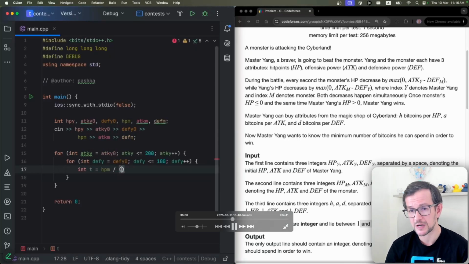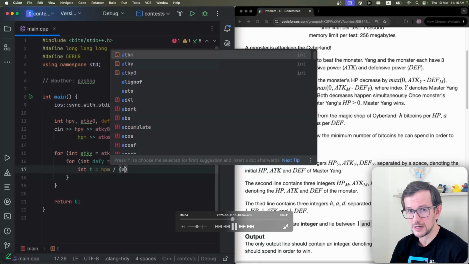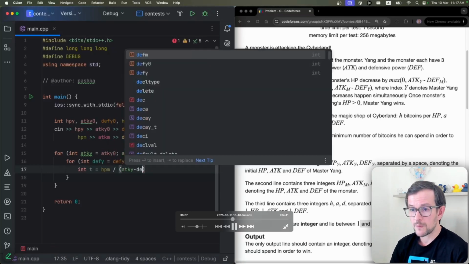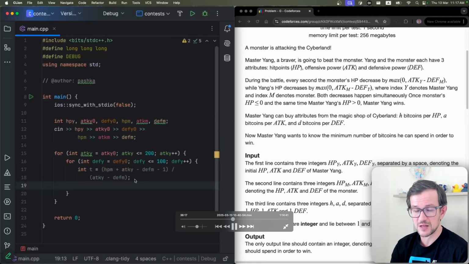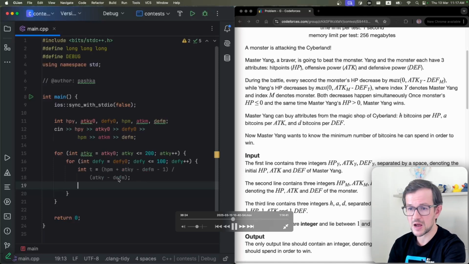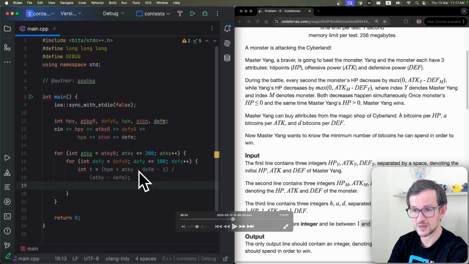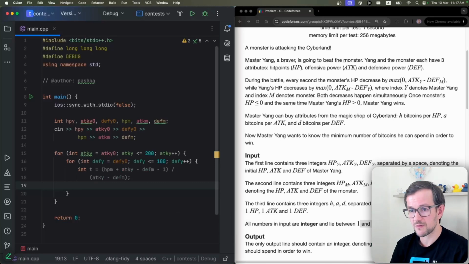I just need to calculate how many HP I need in the beginning to survive this amount. Now I calculate how many rounds I need. So you need to divide this by this and round it up. You can round up by doing this. Here I divide, and I need to calculate the ceil of this number. So you add this number minus 1, and it will be rounded to the closest integer above. Okay, so I calculate the number of rounds.